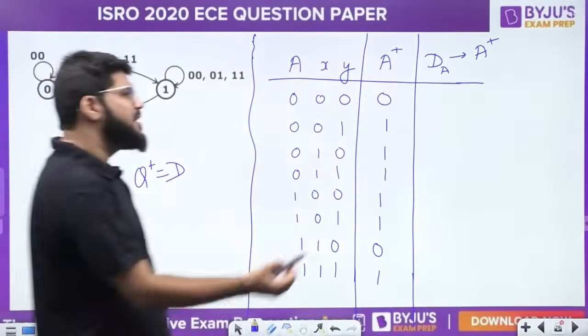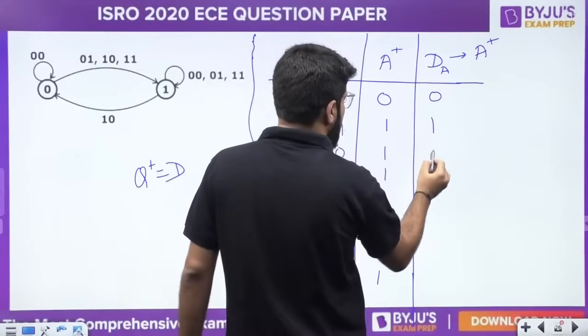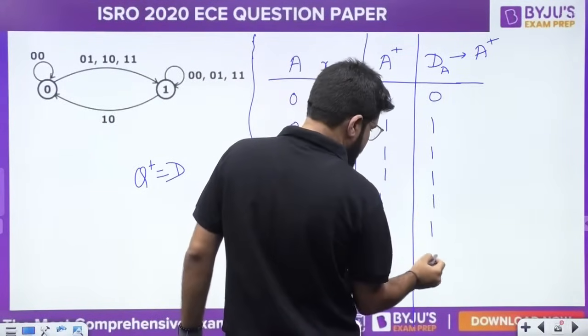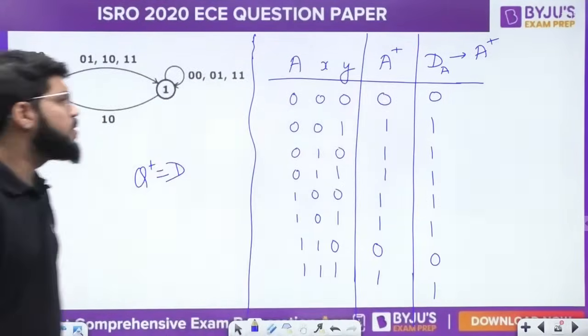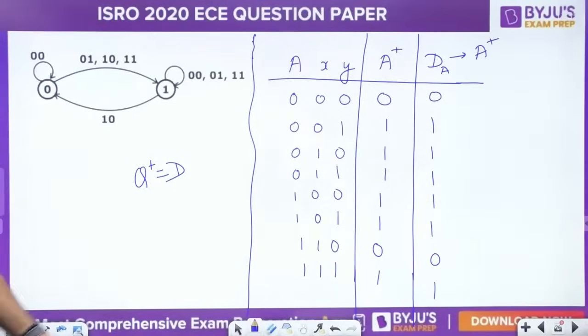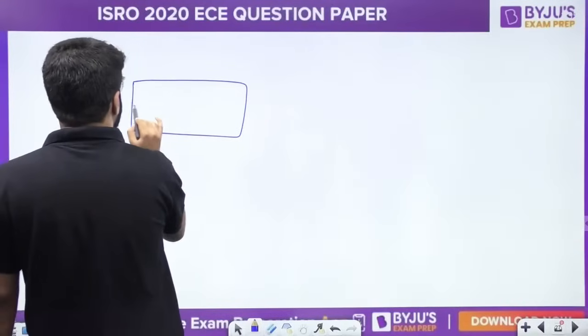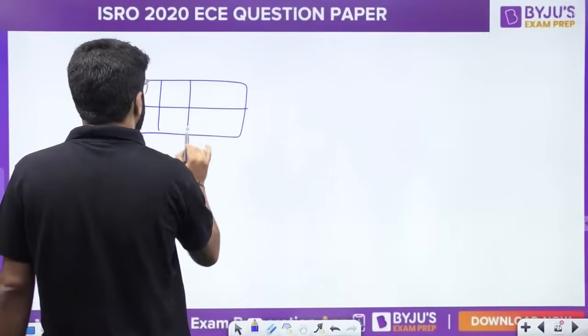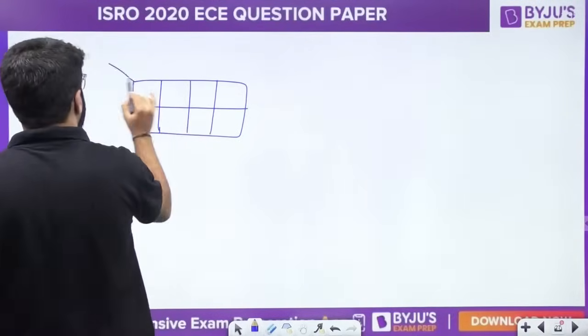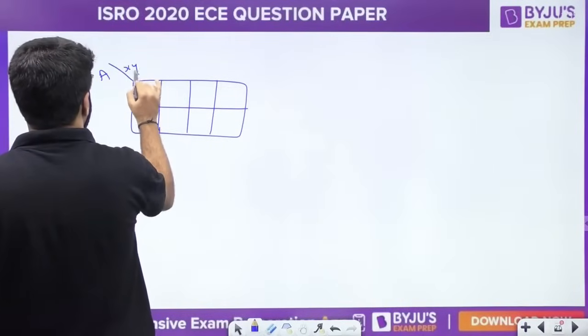Now, what is dA? As I told you, dA should just be equal to the desired A plus. And now we can fundamentally solve this problem from the K-map, or you can match the options also by one or two particular combinations, but we can solve it completely. The current state A and the input bits X, Y.